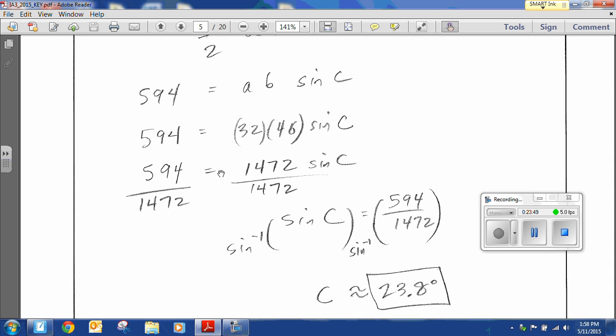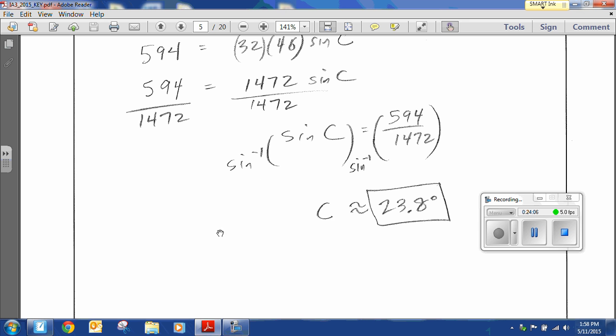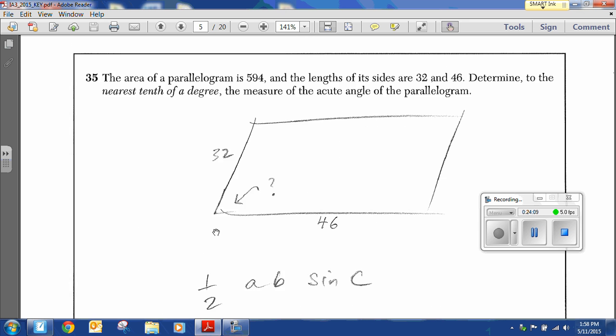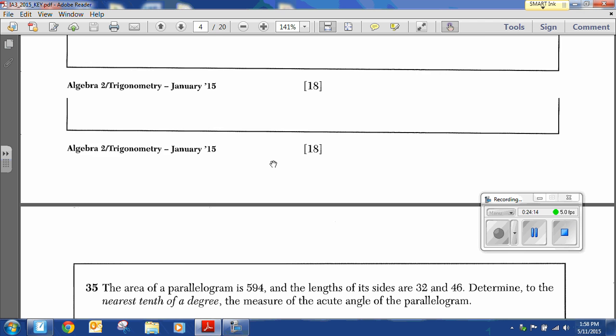And therefore we do 32 times 46 is 1472. Divide both sides by 1472. We get 594 over 1472 equals sine C. We need to take the inverse sine of both sides, arc sine, and we end up with about 23.8 degrees because it says rounded to the nearest tenth of a degree.